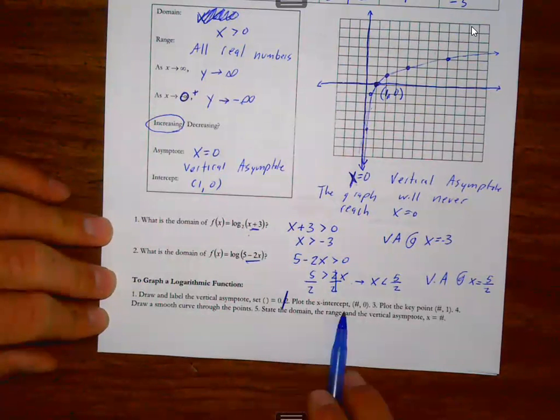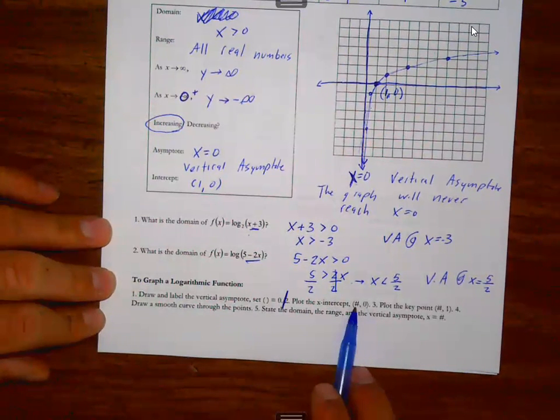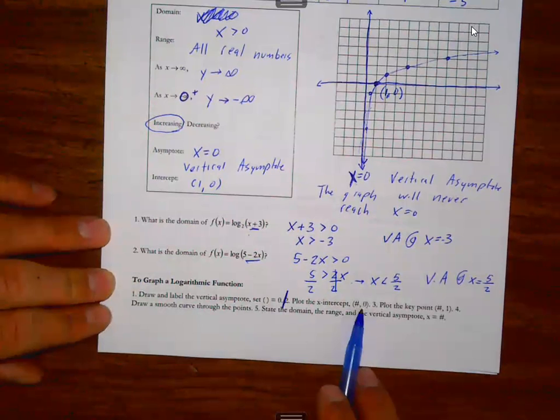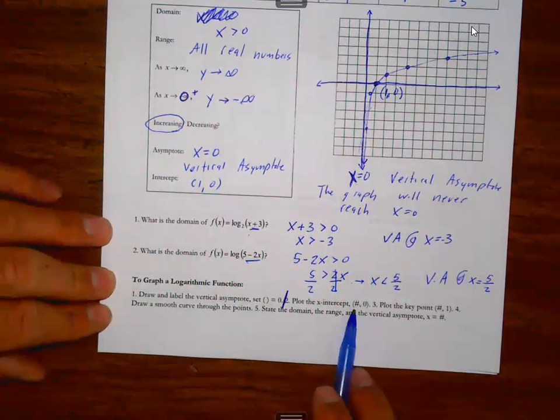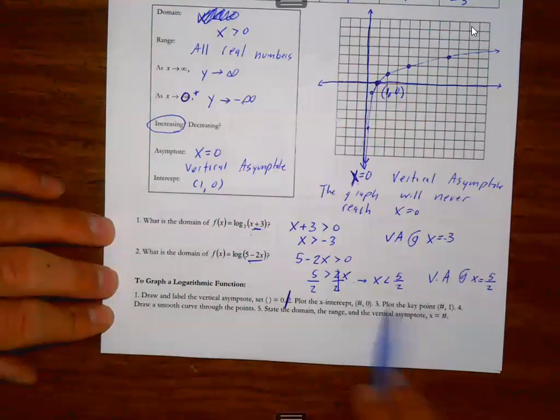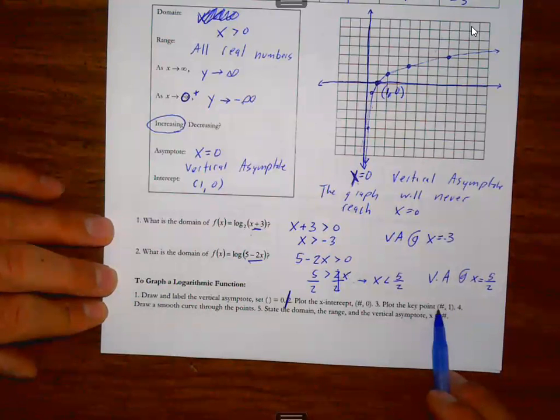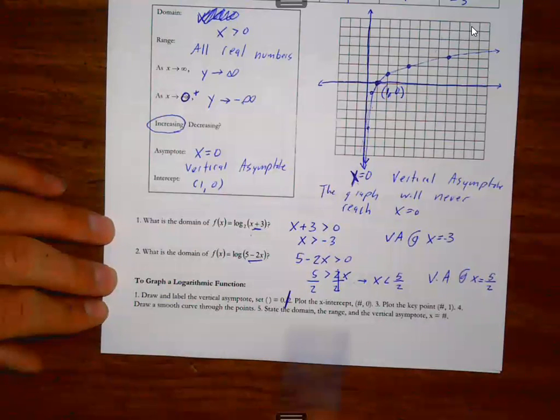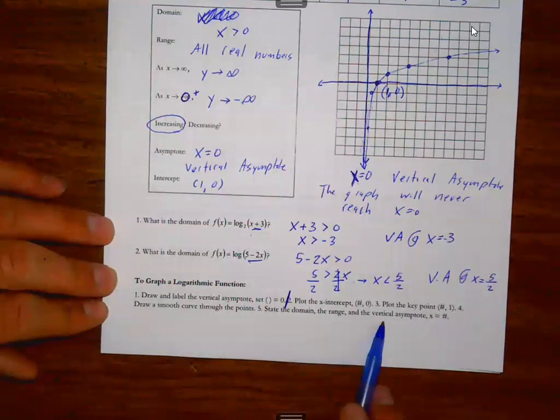Plot the x-intercept. So that's where y is 0. So you plug in 0 for y and solve, which is usually pretty easy because the log of 1 is always 0. Plot the key point. So figure out, all right, set y equal to 1 and see what x is, and then draw a curve through those points. Once you have the graph, you could state all these things. All right, let's do it.